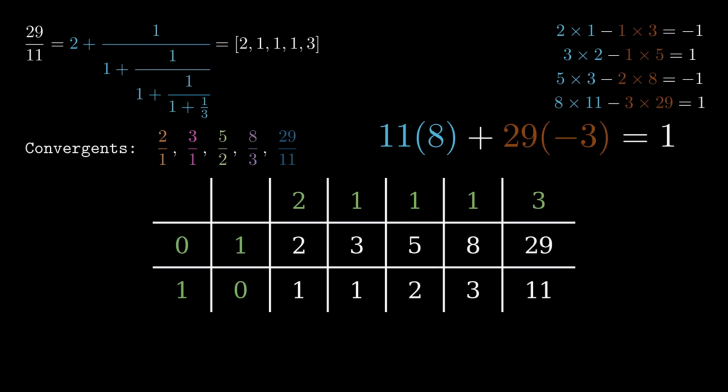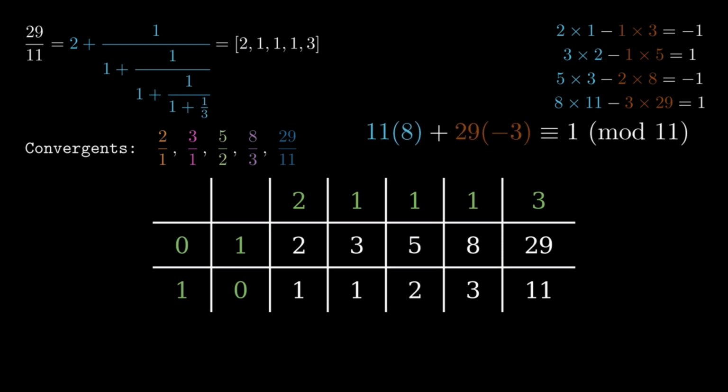Now, if we take both sides mod 11, we have a solution to the equation 29x is congruent to 1 mod 11. But hold on a second, that means we've computed the modular inverse of 29 mod 11. Now that is awesome, because now we can use the magic box to quickly compute modular inverses. Who would have thought that modular inverses were related to continued fractions? This is just one of the many ways two seemingly distant areas of maths connect beautifully.